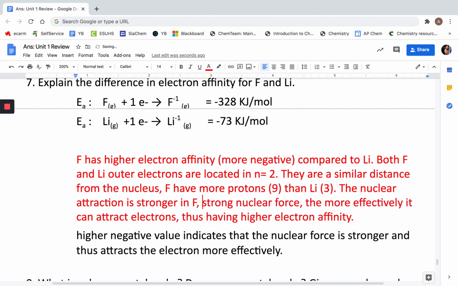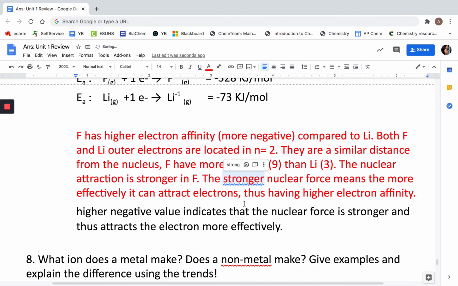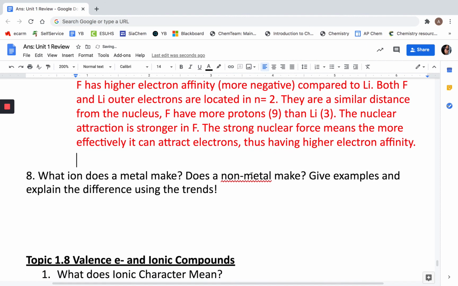That stronger nuclear force, nuclear attraction is stronger. The stronger nuclear force means maybe strong. Okay, whatever. It's just the English part. Okay, but anyway, that's what it is.